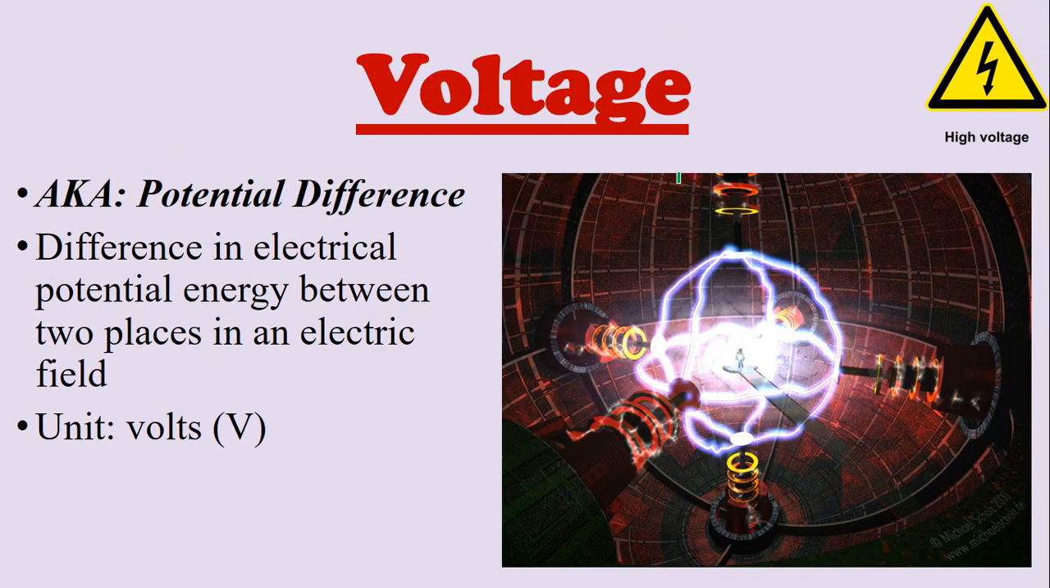And the last thing is called voltage. Sometimes voltage is called potential difference. Either term works, it means the same thing, but it's the difference in electrical potential energy between two places in an electrical field. You probably have heard of volts before. Like a 9-volt battery, if you look at most batteries, they have a voltage on there. Now, speaking of that, that means that the unit is volts, and we use a capital V to represent volts.